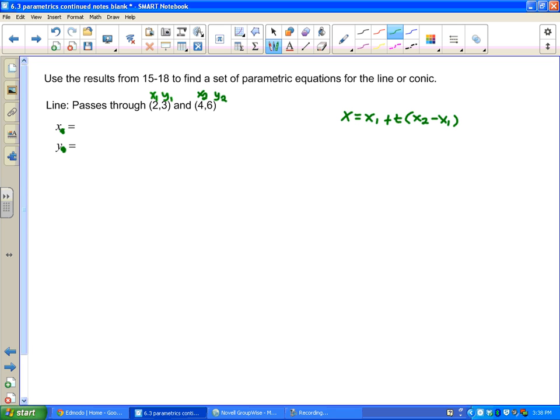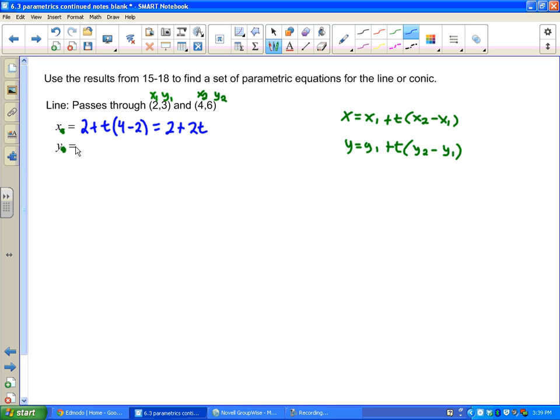Since we know that this worked out to be the equation of a line, we can now use this to say, hey, if I have the equation of a line, or if I have 2 points that make an equation of a line, that means I can plug them in and I can get 2 parametric equations. So, if this is x1, y1, x2, y2, then I'm going for x equals x1, which is 2, plus t times x2, which is 4, minus x1, which is 2.